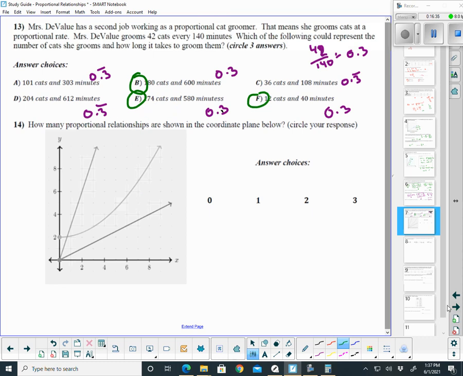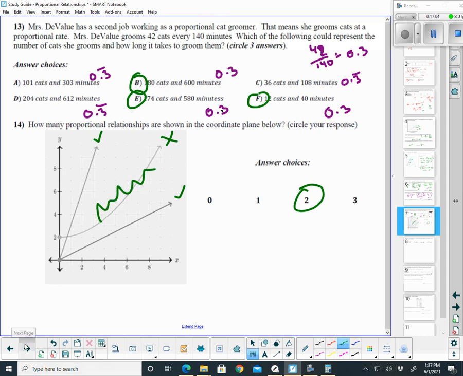Number 14, how many proportional relationships are shown in the coordinate plane? Well, it's got to be linear and passing through the origin. So this one is linear and passes through the origin. This one is not linear and doesn't pass through the origin, so that is not proportional. And this one is linear and passes through the origin. So how many proportional relationships are there? There are 2. Not this one.